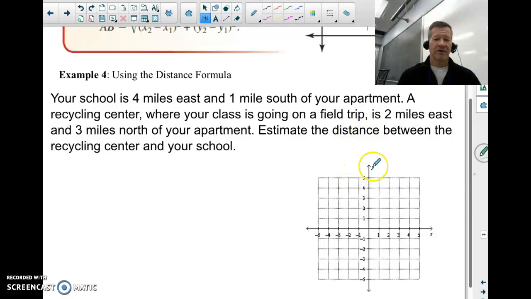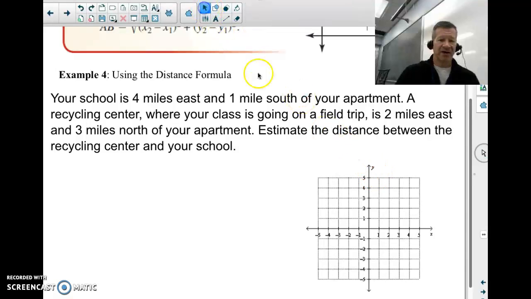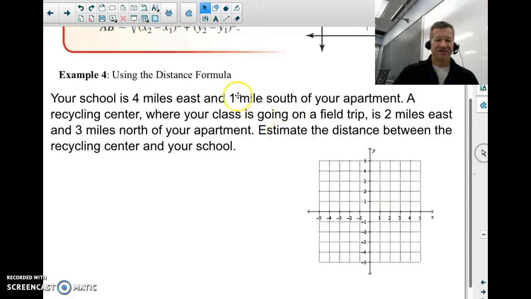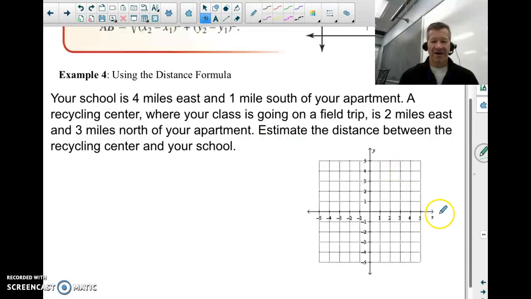Okay? Well, one way we can do this is to use something we call coordinate geometry. I can take those distances. We know that on a map, east is this way and west is this way. North is up, south is down. So if I say go 4 miles east and 1 mile south of your apartment, let's say your apartment is right at the origin. We'll say that's your apartment. If I go 4 miles east and 1 mile south, I'd be right there at coordinates 4, -1. And I'm going to call that S. That would be your school.